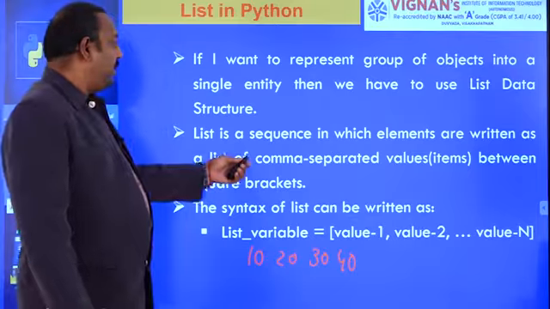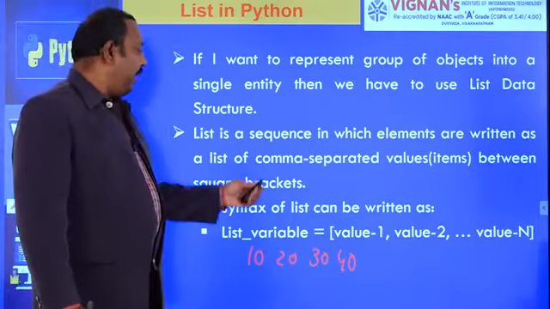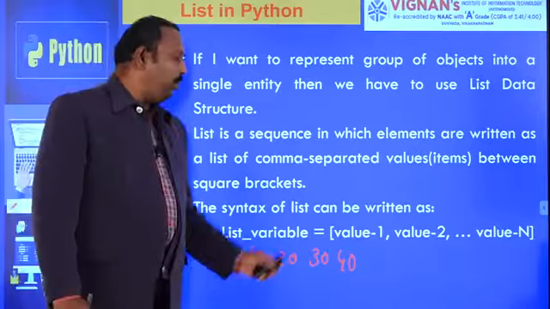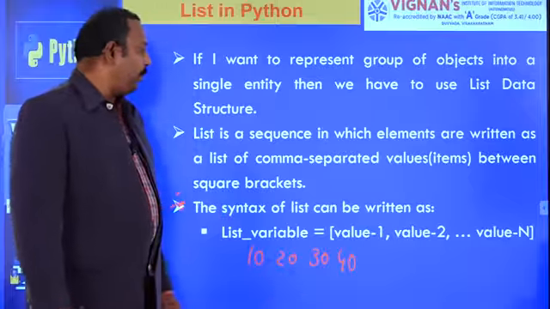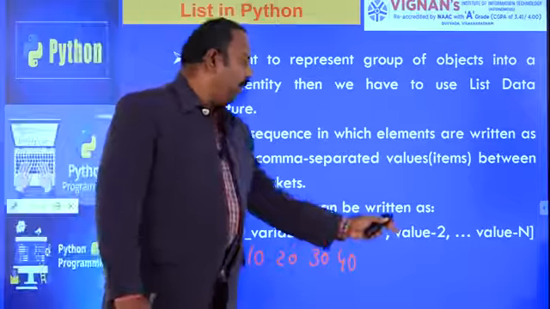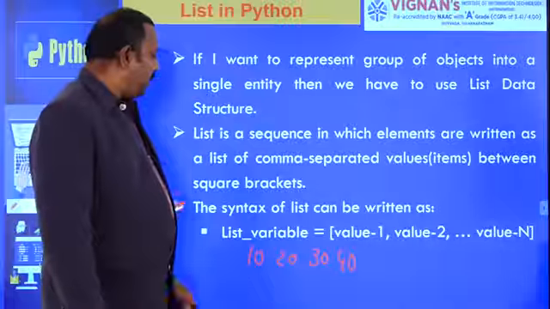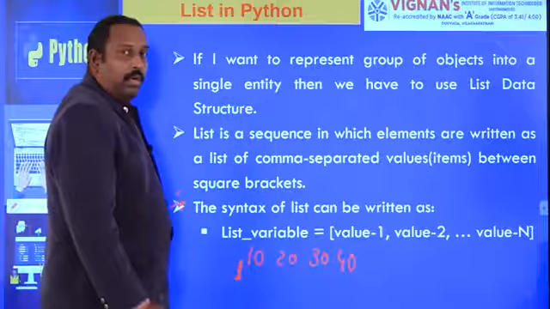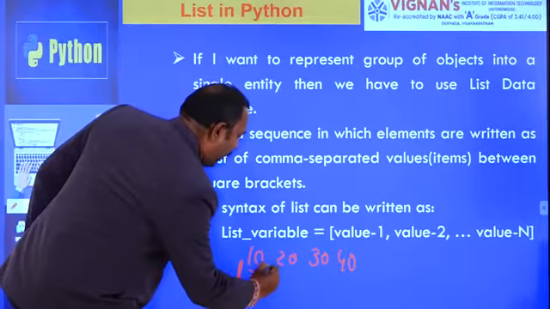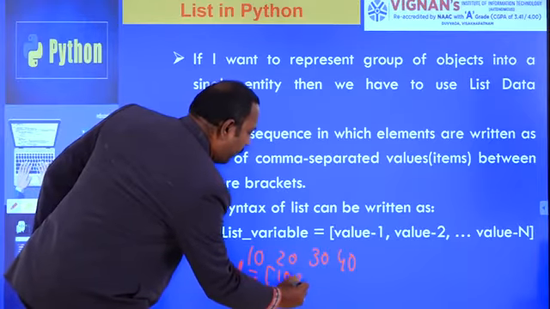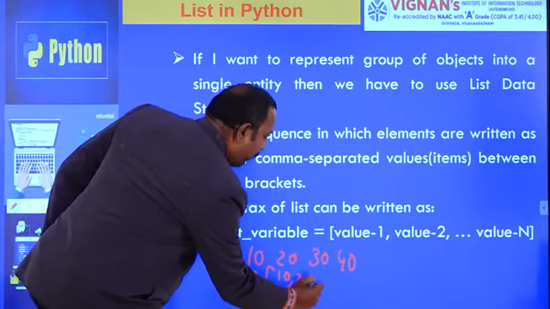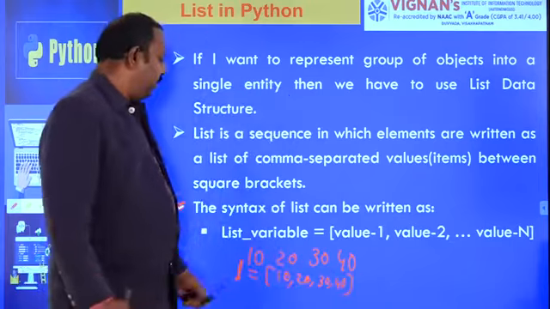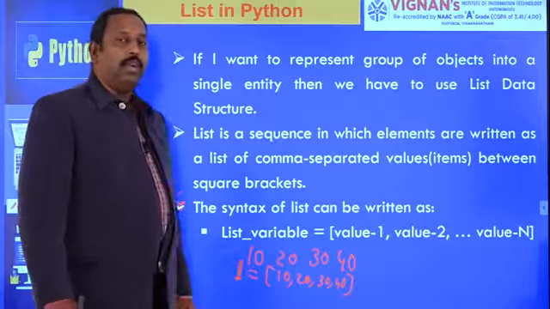It is a sequence of elements, each separated by a comma. The syntax is: list variable equal to square brackets, which are used to represent a list, value 1 comma value 2 comma value 3. Suppose I want to represent these values in a list data structure, then you use L = [10, 20, 30, 40]. Like this we represent a list data structure. So this is the example of representing a list data structure.